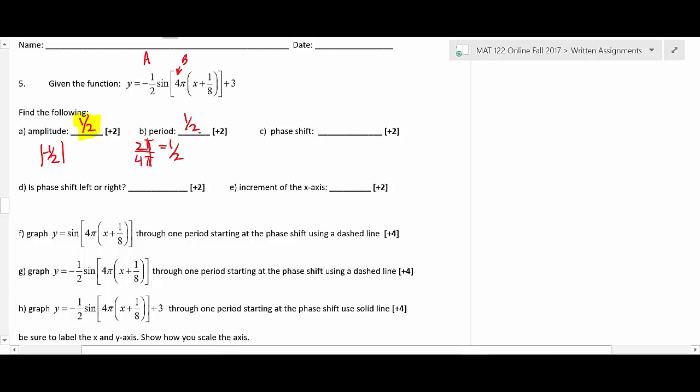Which is okay. You don't have to have pi's on the x-axis. This is in factored form, so that means that is your phase shift. That would be pi over 8 to the left. And then this is a vertical translation, so that's up 3. The phase shift is to the left because that's a plus sign.